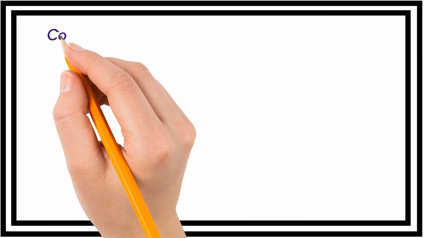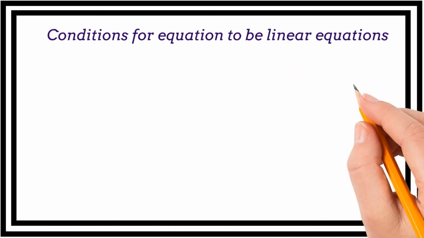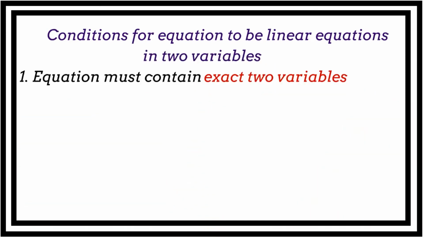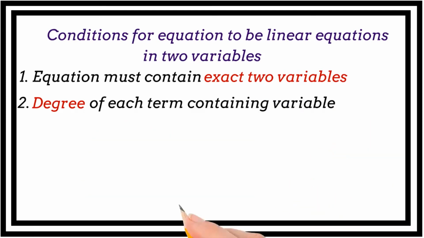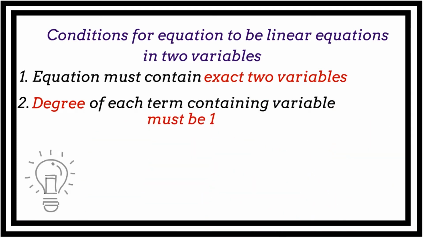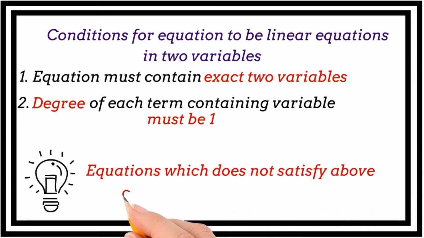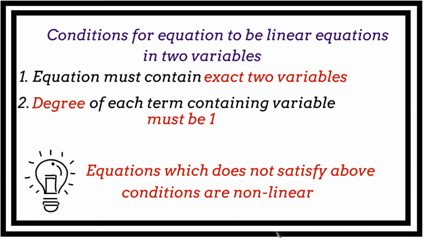Before starting, let's revise the conditions for an equation to be linear. The conditions are: it must contain exactly two variables, and the degree of each term containing a variable must be 1. Equations which satisfy these conditions are linear equations, and equations which do not satisfy these conditions are nonlinear equations. Mostly in exams, nonlinear equations will contain variables in the denominator.